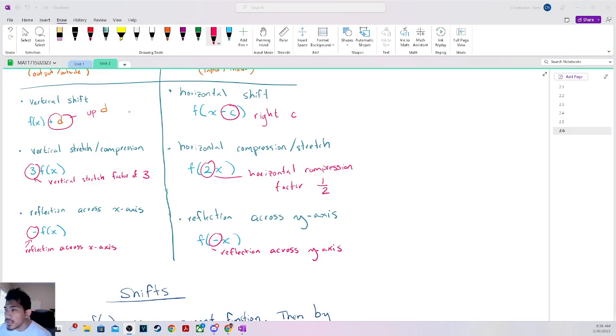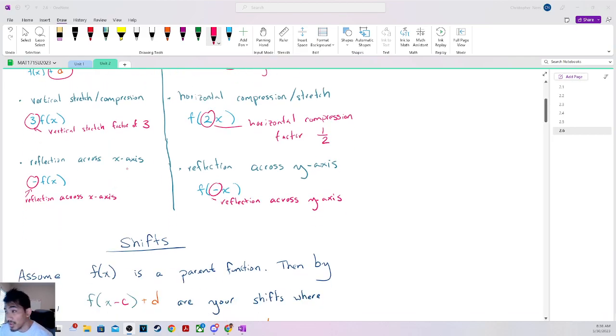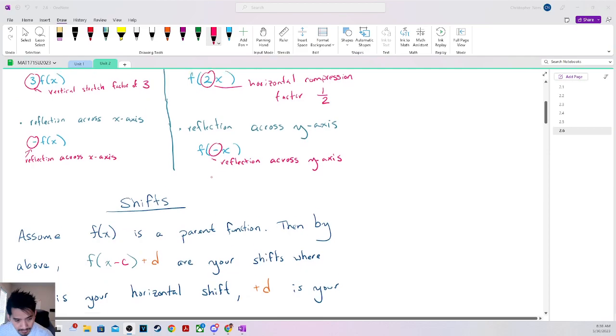What we're going to notice is that when we do our vertical and horizontal transformations, they're always going to be reversed for the horizontal transformations in particular. Our vertical transformations are going to be intuitive, but our horizontal transformations are going to be reversed, and I'll explain why in a bit. We'll also have a reflection across the x-axis if a negative value is multiplying outside my function. If I have a negative value multiplying inside my function, I call that a reflection across the y-axis in particular.